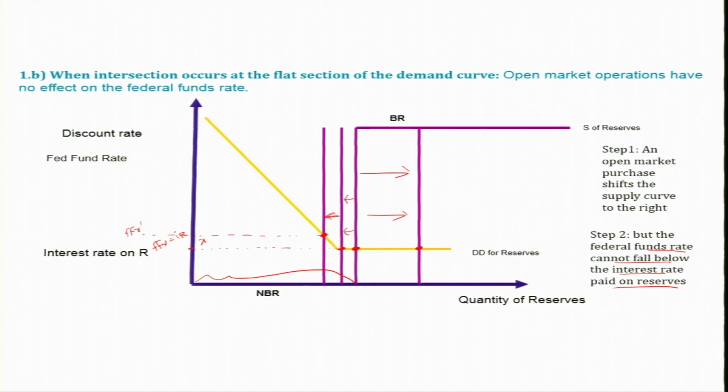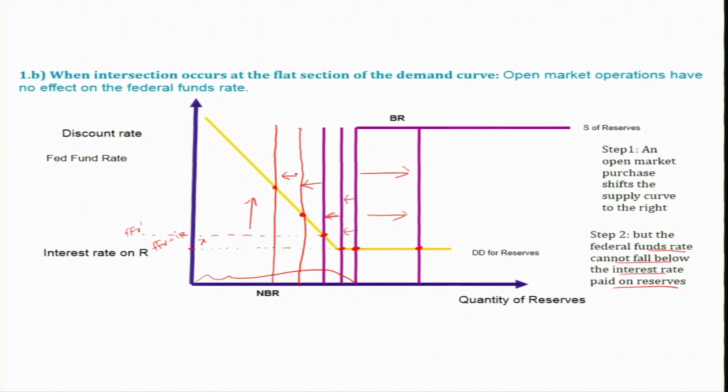So we can see that if the Fed thinks that they would like to increase the Fed fund rate, then the option is to do more and more open market sales. Then you can see that the equilibrium Fed fund rate is increasing. So if the objective of the Fed is to increase the Fed fund rate, then the option is to do more and more open market sales, that is selling government securities to the banking system.